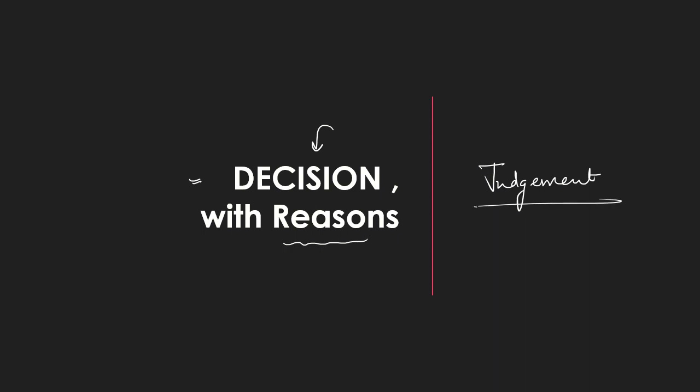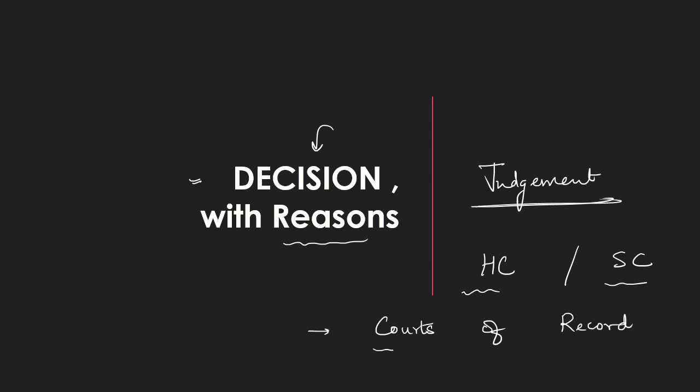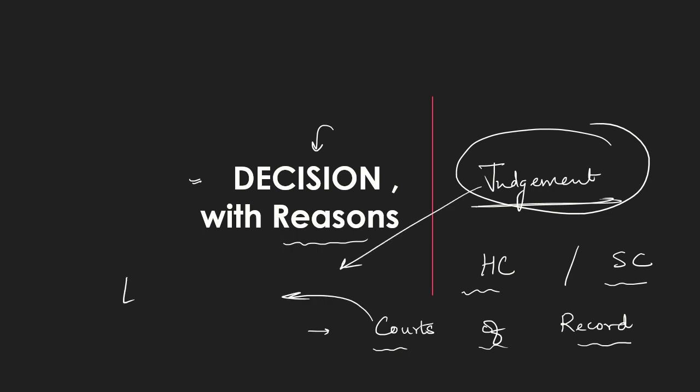Okay. And when we talk of the High Court and the Supreme Court, then these are what are known as courts of record. You know what that means? That means they keep a record of all of their judgments, which means they keep all of their judgments. They're very important because these judgments become the law of the land. Okay. So, record of all of these judgments is kept.